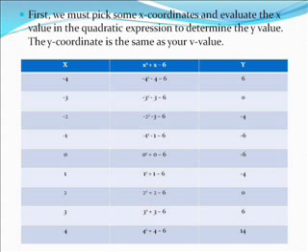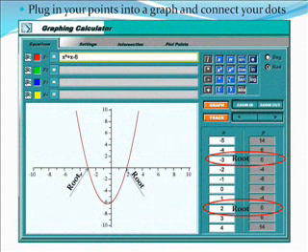Here we've chosen all the integers between -4 and +4 for our x-coordinates. You'll see in the right-hand column the corresponding y values when plugging the x value into the quadratic expression. Once you have your x and y coordinates, you simply plot them on the graph and connect the dots.